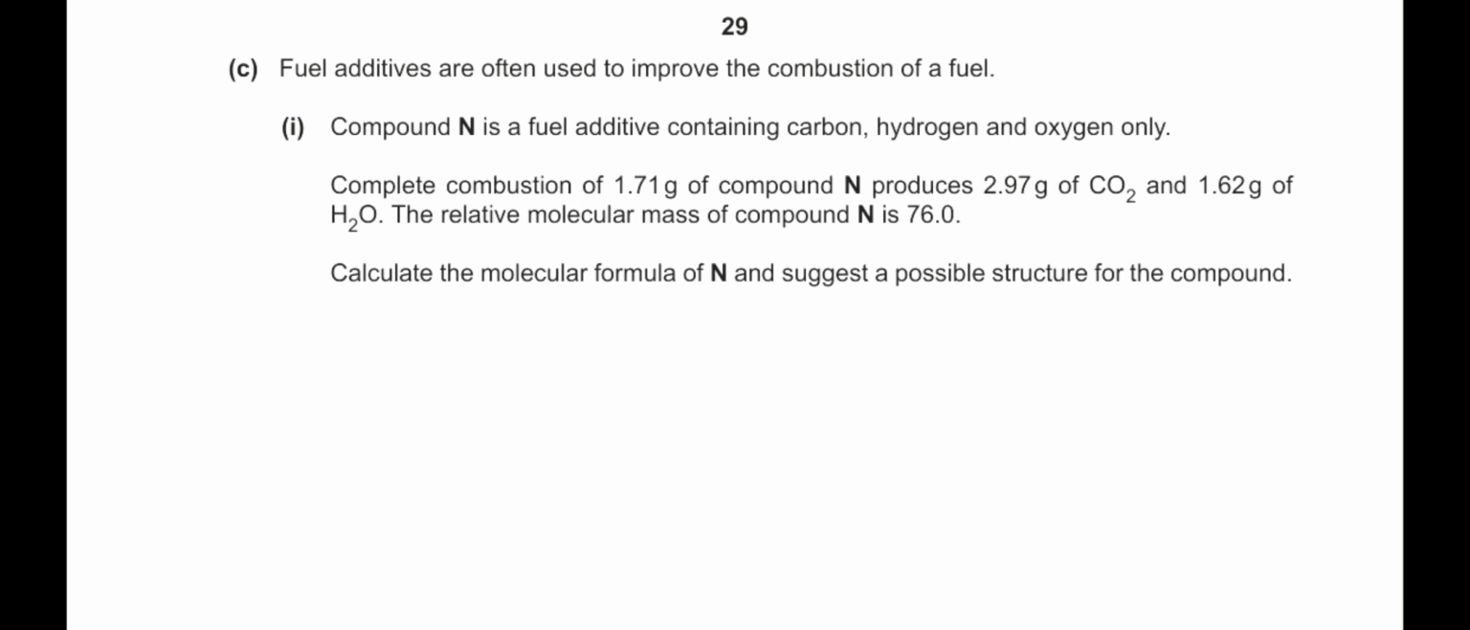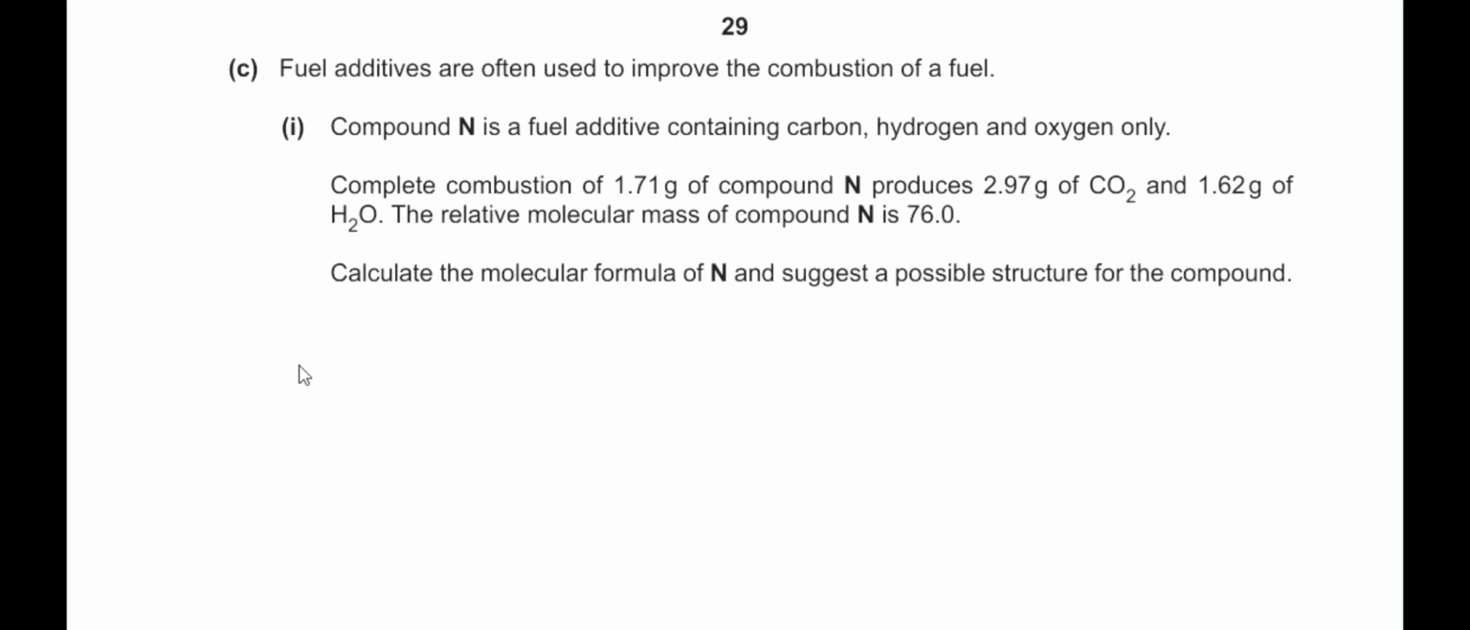Part C. Fuel additives are often used to improve the combustion of a fuel. Compound N is a fuel additive containing carbon, hydrogen and oxygen only. Complete combustion of 1.71 grams of compound N produces 2.97 grams of carbon dioxide and 1.62 grams of H2O. The relative molecular mass of compound N is 76. Calculate the molecular formula of N and suggest a possible structure for the compound. So we have a quantitative chemistry question here.